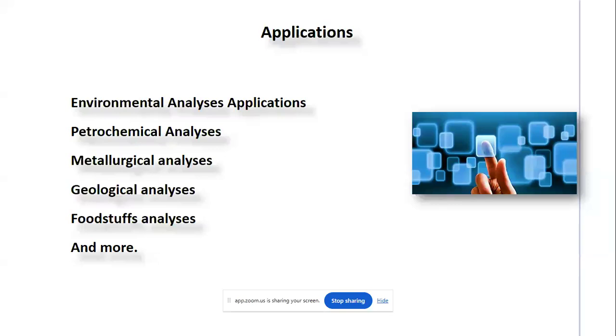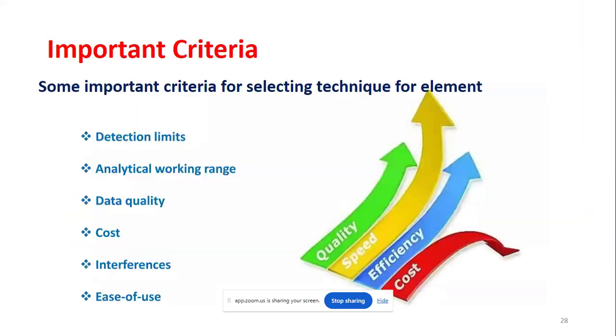The application of ICP-OES or MS is for environmental analysis applications. Yes, for water samples, soil samples, petrochemical analysis, metallurgical analysis, geological analysis, like what is the concentration of different metals in the rock, food, and everywhere, whenever you want to measure the metal concentration.